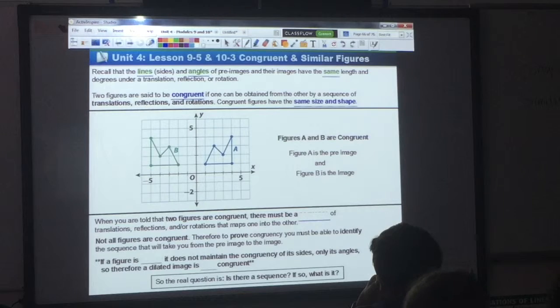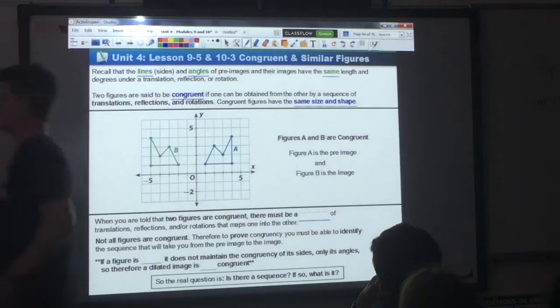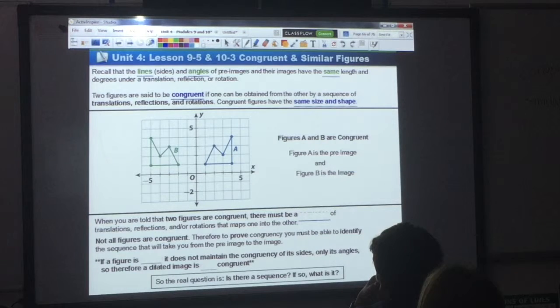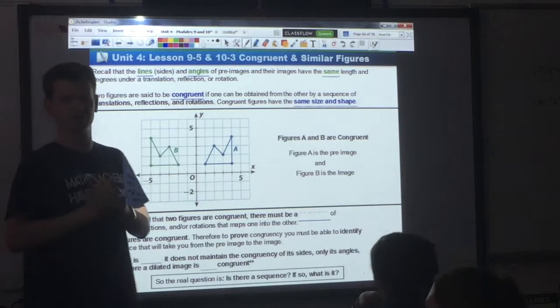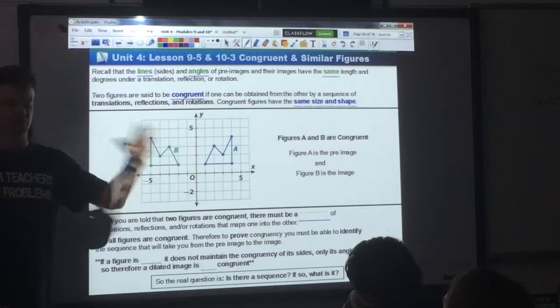Yes, you have to find a sequence to get one figure, such as figure A, and turn it into figure B, but the most important thing you need to remember is that for something to be congruent, the one thing you cannot do is dilate it. If you dilate it, can anybody tell me why it's no longer going to be congruent? Because it'll be larger or smaller.